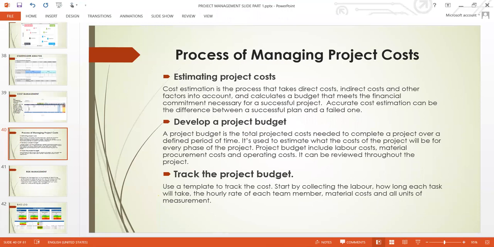Then the next thing is to develop a plan to track the budget. You need to track it to make sure that you control it, and you don't go above the budget. Use a template to track the cost. Start by collecting the labor, how long each task will take, the hour rate of each team member, material, and all units of measurement. These are very important. That's how you collect the data, develop, then track it. With that, you should stand a good chance of not going above budget.